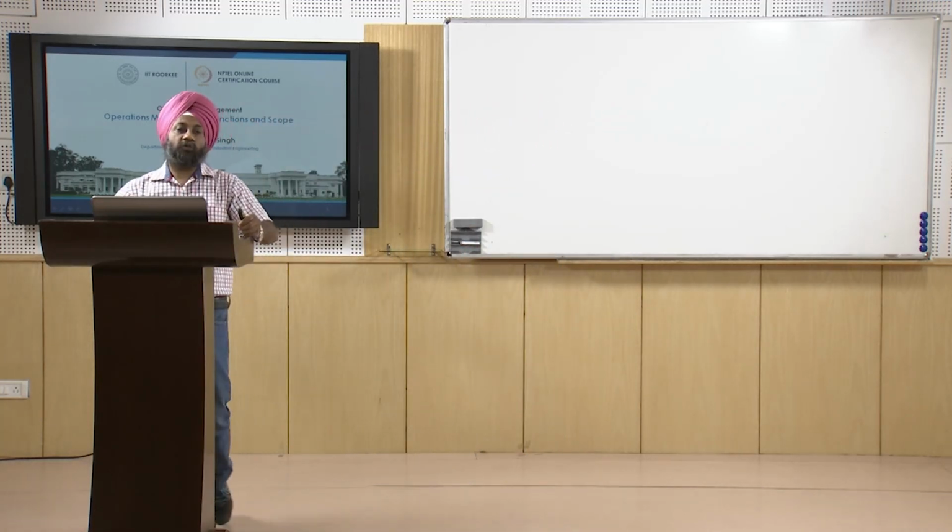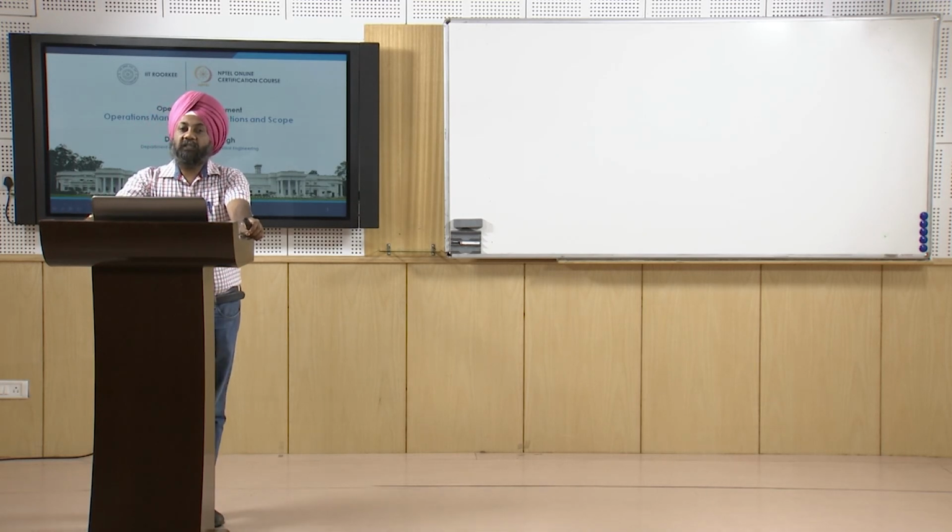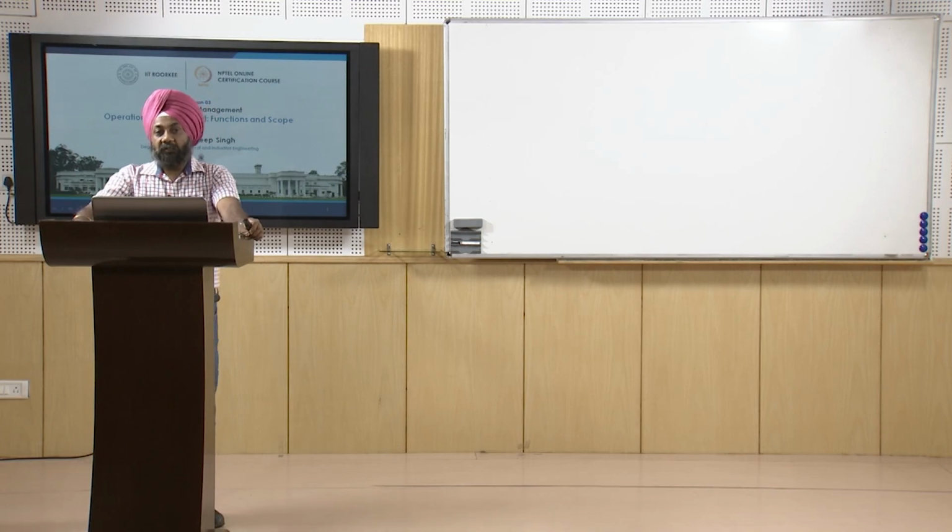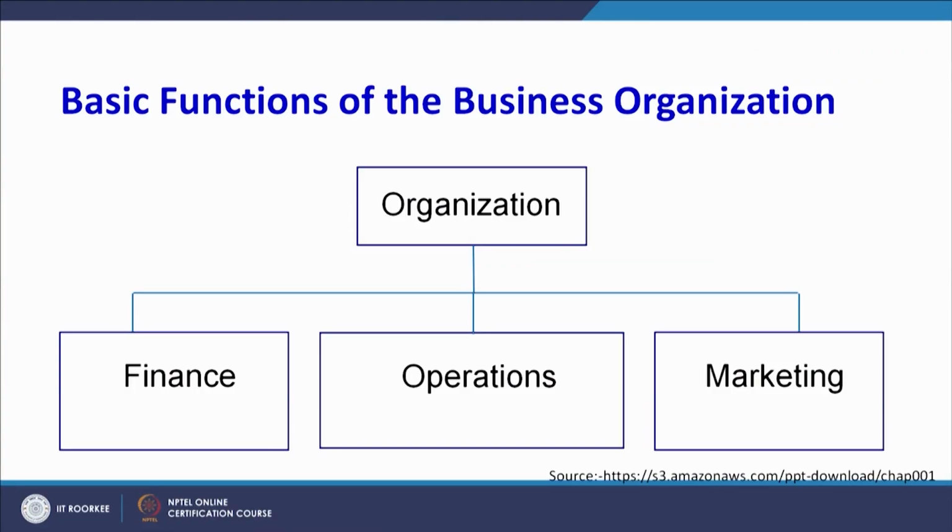The title for today's course is Operations Management. Focus area is functions and scope. Now this diagram we have seen in the previous session also. If you remember, there was an organizational chart in which on the top of the organization there was a CEO, and then there were 3 vice presidents: vice president finance, vice president of operations, and vice president of marketing. There I have explained that our focus area in this course is the operations. So we have seen what the vice president of operations is expected to do.